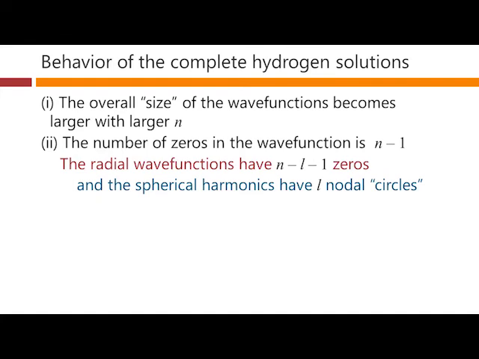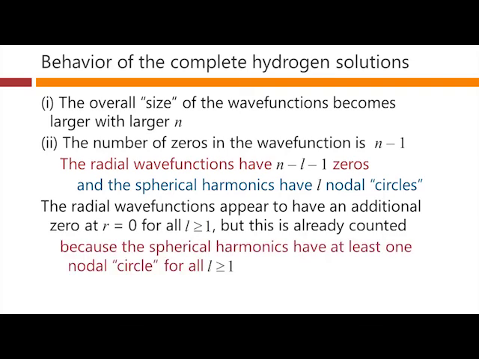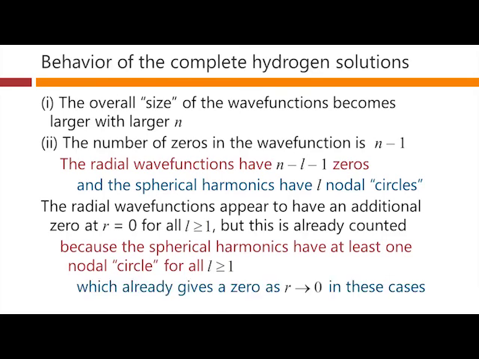And the spherical harmonics, remember, have L nodal circles. Just a minor point here, you might think, well, these radial functions happen to have additional zeros at r equals 0 once L gets greater than or equal to 1. But this particular zero is already counted because every time L is greater than or equal to 1, there's at least one nodal circle in the spherical harmonic, and that pinches off the wave function, so it already takes care of this zero at r equals 0. So overall, the radial wave functions have n minus L minus 1 zeros, and the overall wave functions really have n minus 1 zeros.